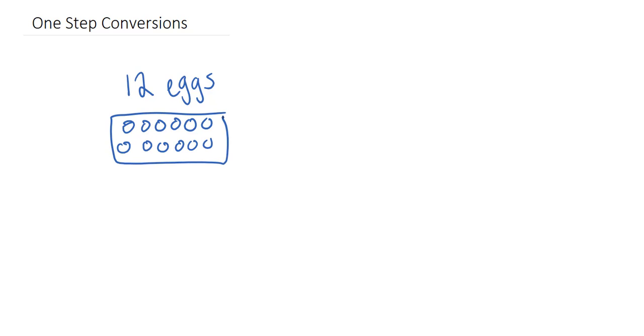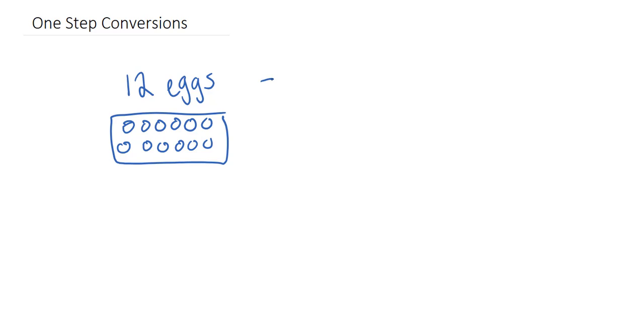One-step conversions. In this, we're going to do some conversions. Let me go over something very basic, and we're not going to deal with this, but to help you understand the concept. A lot of times we say we have 12 eggs. If we had a carton, probably the worst carton ever drawn, but you get it. There's 12 eggs in there.